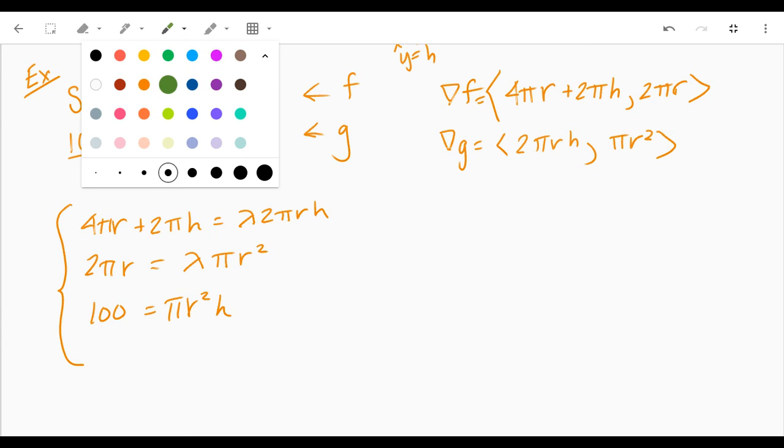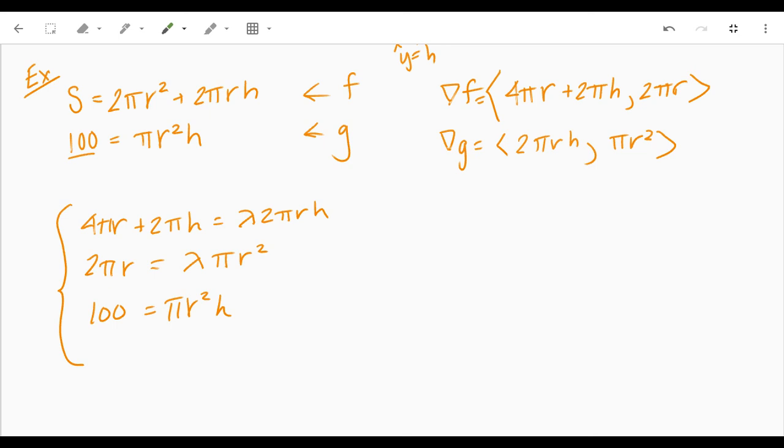All right, so these aren't too bad to solve. We can simplify them a little bit here. Like in this one, we can take out all the 2 pi's, right? So 2r plus h equals lambda rh. The second one, we can take out a pi and an r. So 2 is lambda r. And then we still have 100 is pi r squared h. Let's see here, for this one, maybe do lambda is 2 over r.